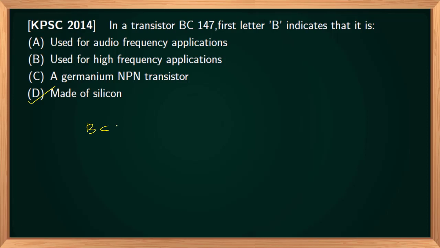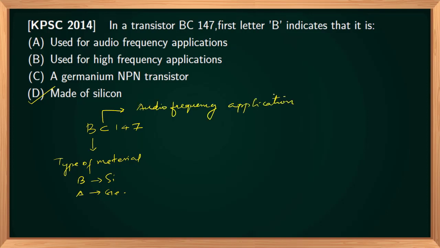BC 147, B indicates the type of material, B for silicon and A for germanium, and C indicates that it is used for low frequency or audio frequency application. So BC 147 indicates a silicon transistor that is used for audio frequency or low frequency application.